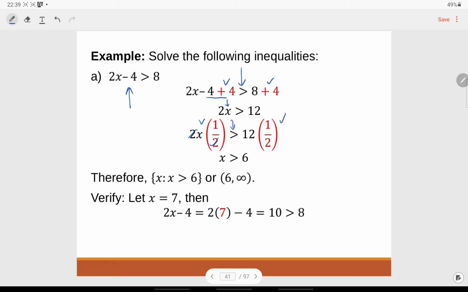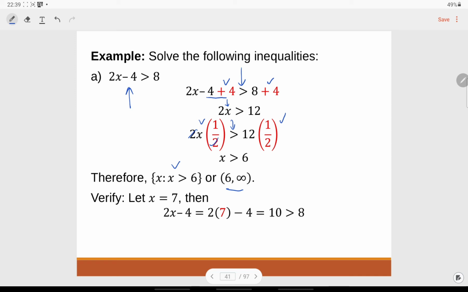So in set form, this is the solution: the value for the x is greater than 6. Or we also can express the answer in interval form. So we have this open parenthesis, an open interval using the round parenthesis.